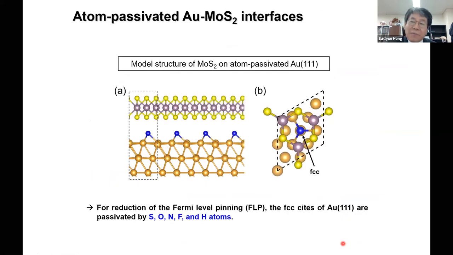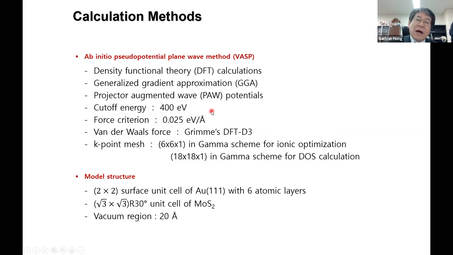In my study, rather than putting a material monolayer or film, I put atomic species on the metal surfaces. Here, I put sulfur, oxygen, nitrogen, fluorine, and hydrogen atoms on the gold surfaces to form an atomic passivated gold surface, which is contacted with moly disulfide. This is a calculation method. I used the ab initio pseudo potential plane wave method called VASP.